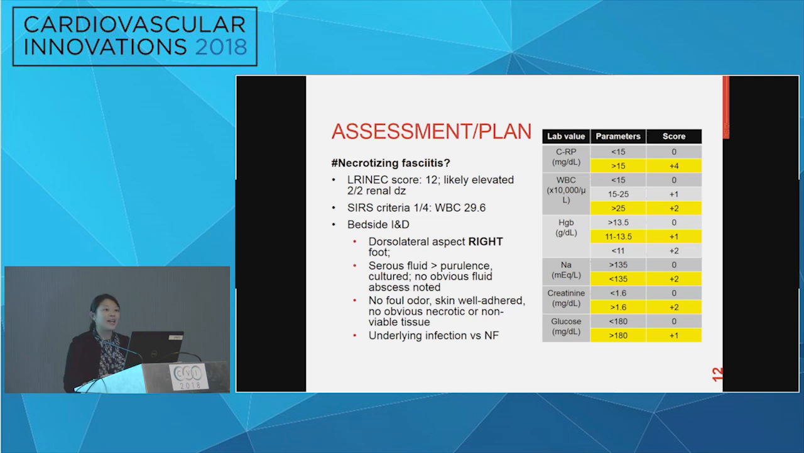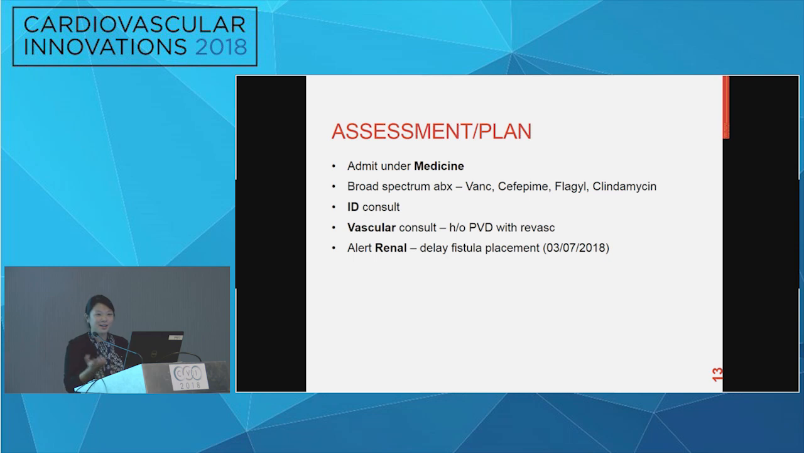But with a LRINEC score of 8, which has a 94% positive predictive value for necrotizing fasciitis, we decided to admit the patient there. Again, we're more concerned now for an underlying infection versus necrotizing fasciitis, but always have a low threshold for admission with these patients, especially since he's well known to the VA.